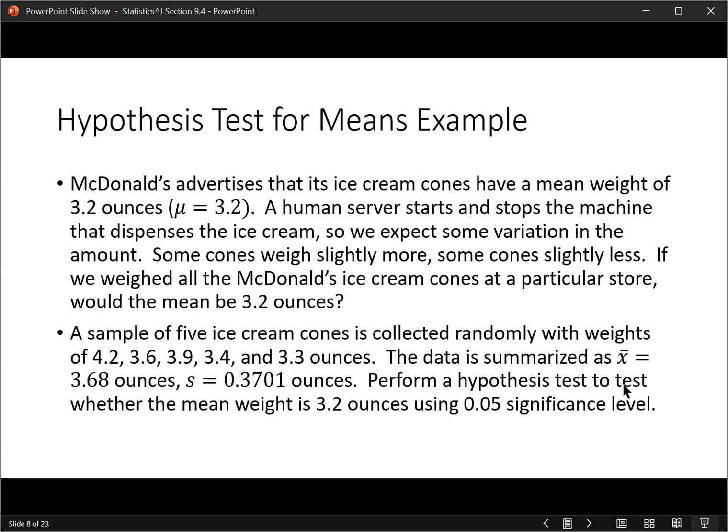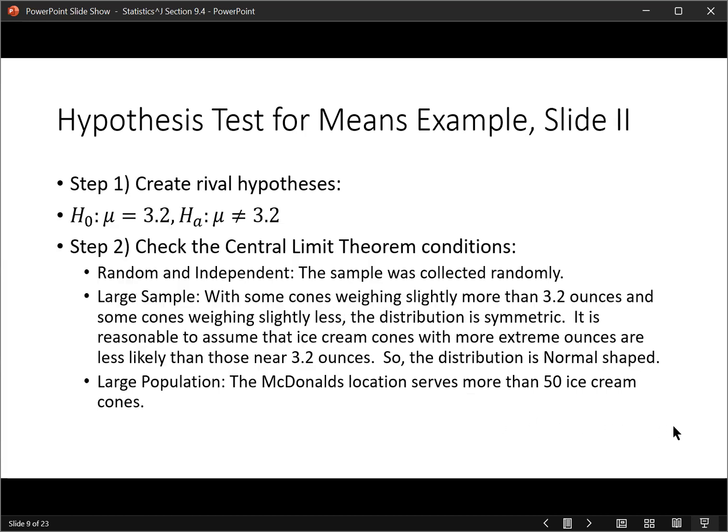We're told to go through and perform a hypothesis test to test whether the mean weight is 3.2 ounces using a 0.05 significance level. All right, so we go through and we create the rival hypotheses. The null hypothesis is equal, the alternative hypothesis is not equal.